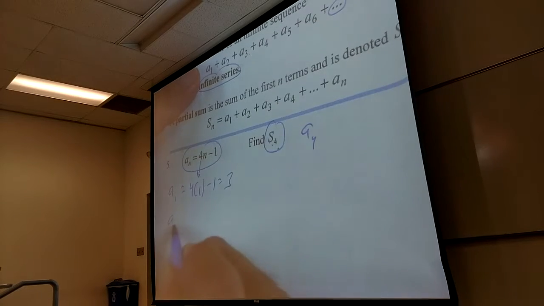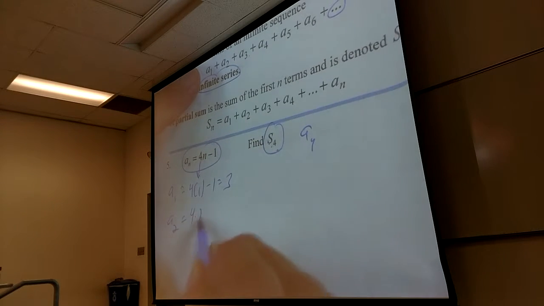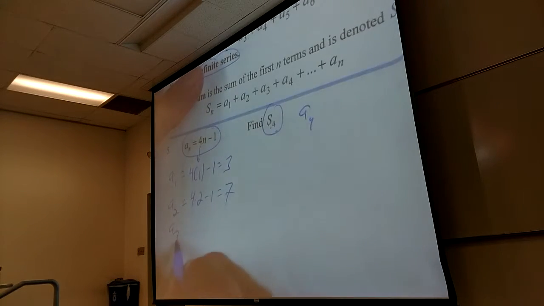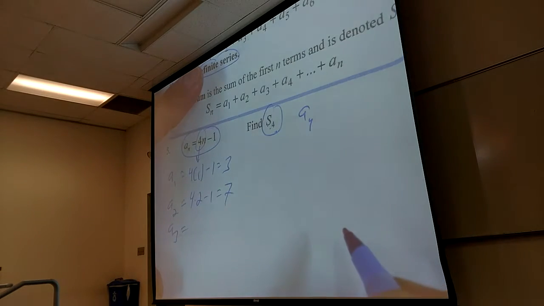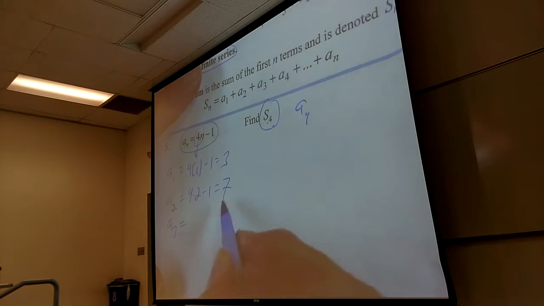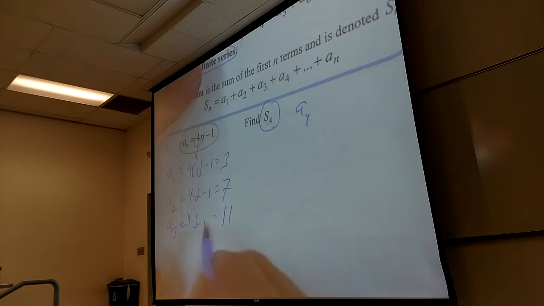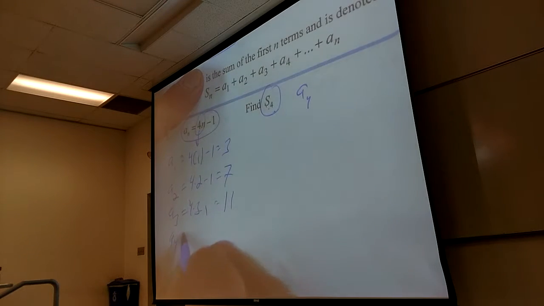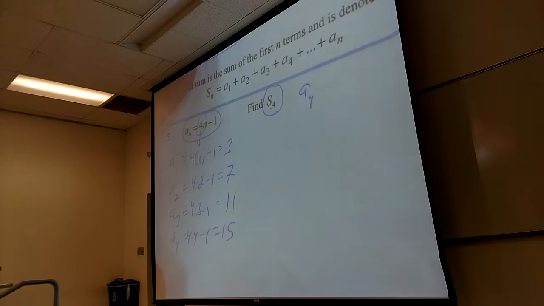So I get 3. A2 is 7. A3. Now you should. What's the pattern? They keep going up by 4. So the next one should be 11. If you check it, it is. And then the 4th one will be 15. If you check it, it is.